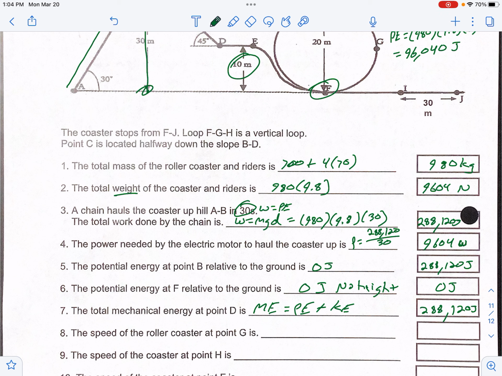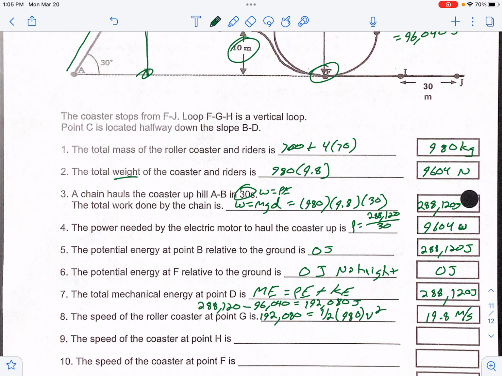So I want to know the speed of the roller coaster at point G. So what I'm going to do is I'm going to take that total I found, 288,120 joules. I'm going to minus that potential energy. Okay, and that is going to give us 192,080 joules. That is now purely kinetic. Okay, so if it's not potential, it's kinetic. So what I can do is I'm going to set that equal to my equation. So 192,080 joules equals 1/2 my mass, 980, and V squared. I don't know V, so solve for V, and I get 19.8 meters per second.